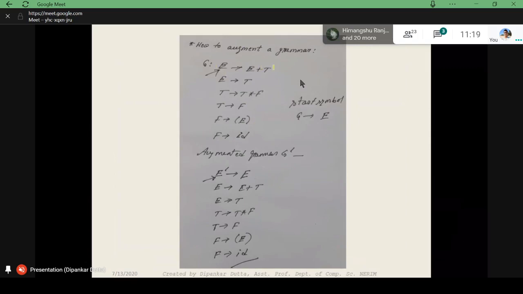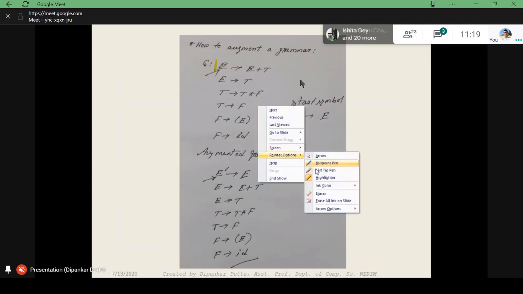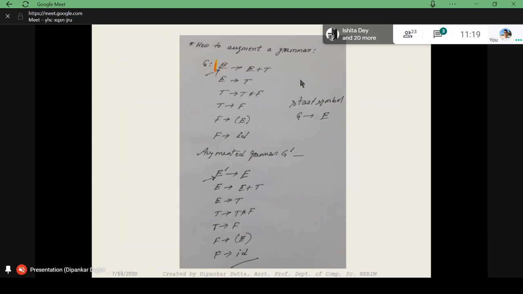This is the first production, production number 1. This is production number 2. This is production number 3. This is production number 4. It is 5. And this is 6. Okay. Production number 1, production number 2, production number 3, production number 4, production number 5, and production number 6. So now we consider this production number 4.